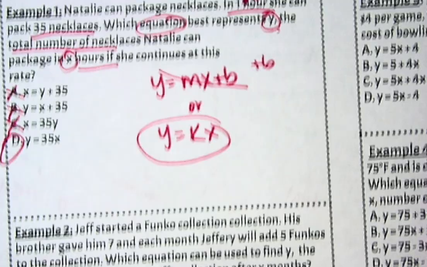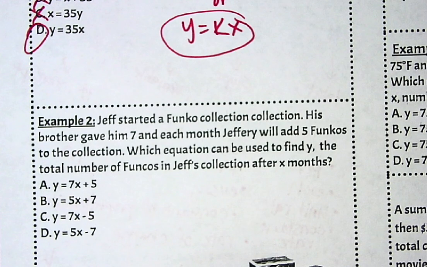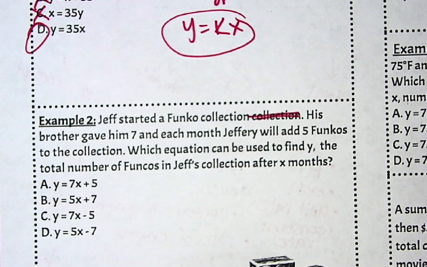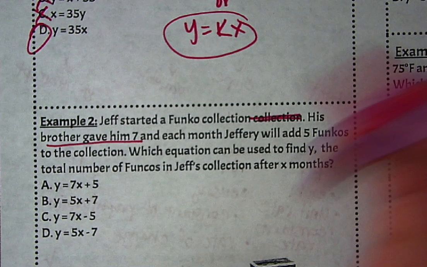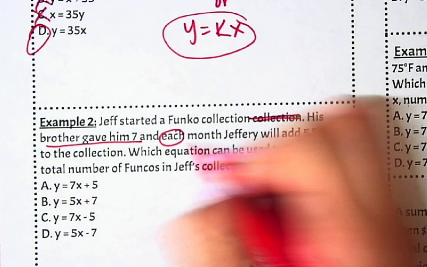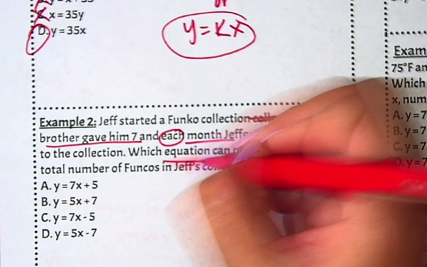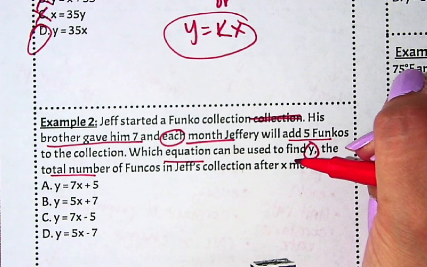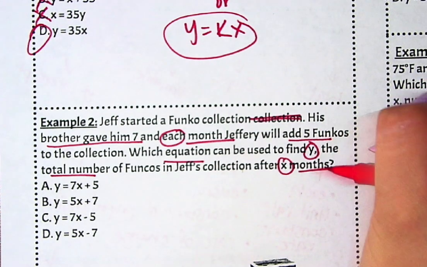Okay. Let's go to example 2. Example 2 says Jeff started a Funko collection. Oops, that's misspelled. His brother gave him 7. That's important information. And each month, there goes a key word, Jeffrey will add 5 Funko Pops to the collection. Which equation can be used to find y, the total number of Funkos in Jeff's collection in x months?